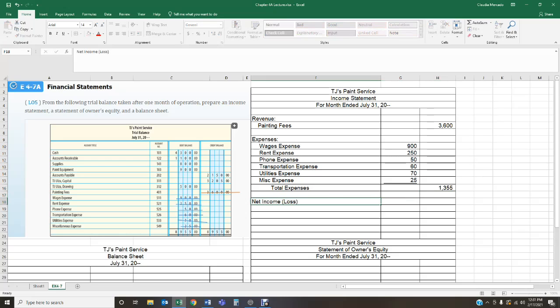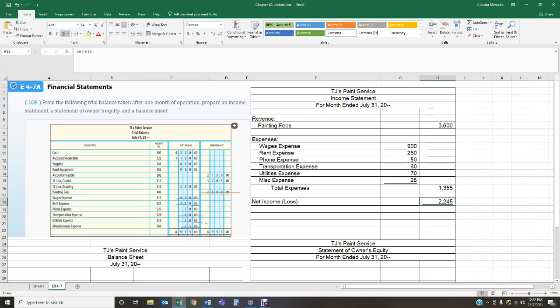Okay, you've got net income if your revenues are greater than your expenses. You've got a net loss if your expenses are greater than your revenues. In this case, my revenues are greater than my expenses, so I'm going to have a net income. Now, my net income is calculated by getting your total revenues, which is $3,600, minus your total expenses. And that's going to give you net income of $2,245. So that is my net income, $2,245. Okay? That is the first financial statement, your income statement.